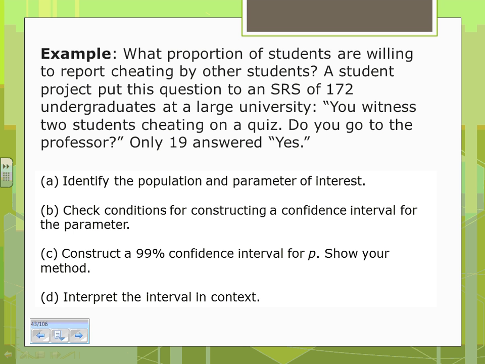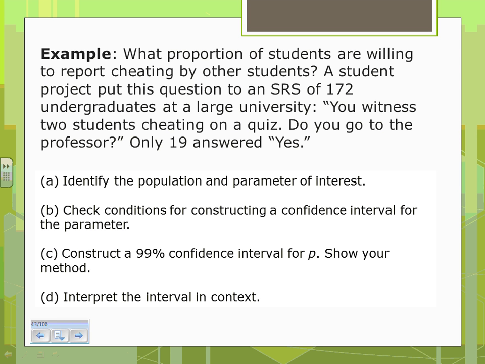Okay, so a student project put together this question to do an SRS of 172 undergraduates at a large university. You witnessed 2 students cheating on a quiz. Do you go to the professor? Out of 172, only 19 answered yes.